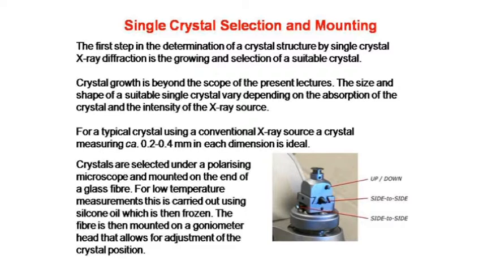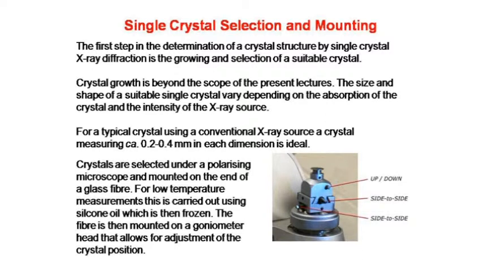The first step, if you're going to do single crystal diffraction, is to grow a crystal. How big is that crystal? Well, it depends on the diffractometer, and it depends how hard you have to work. So typically, around 0.2 millimeters in each dimension. So a perfect crystal would be something like 0.2 by 0.2 by 0.2 millimeters.